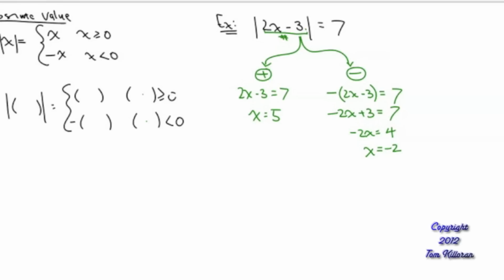We can check our answer. Take 5. 2 times 5? 10. 10 minus 3? 7. That works. And if I take negative 2 times 2? Negative 4. Negative 4 minus 3? Negative 7. Then you take the absolute value and it becomes positive 7. So both answers are going to work. We get x equals 5 and x equals negative 2 as a solution set.